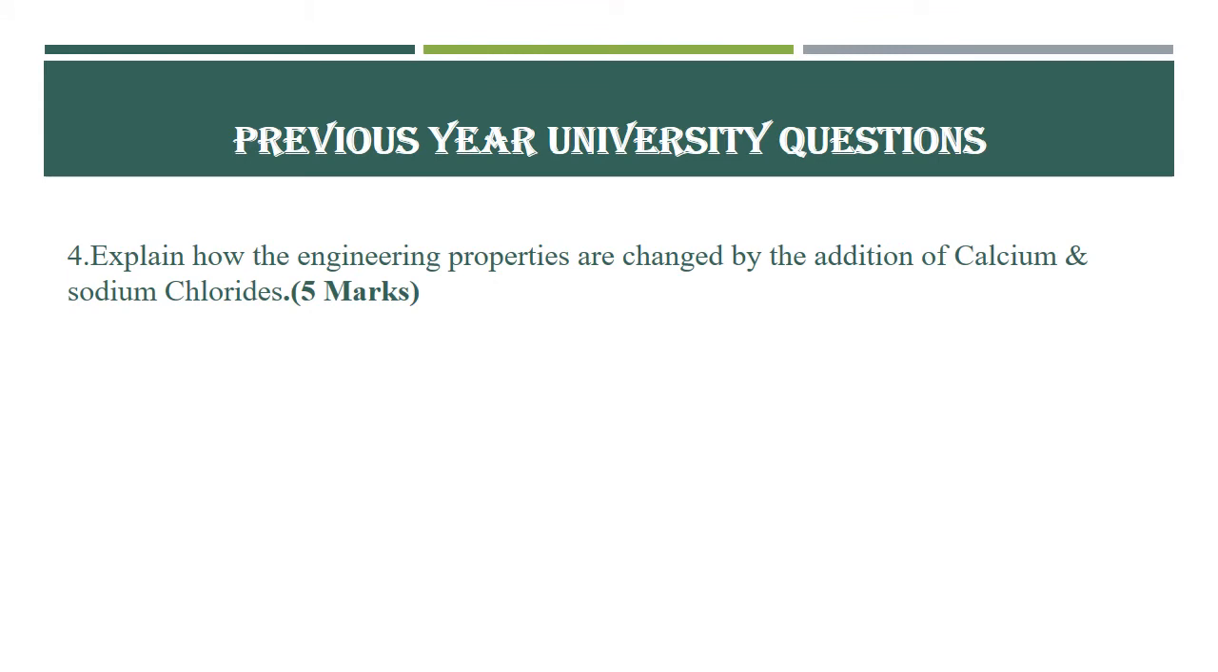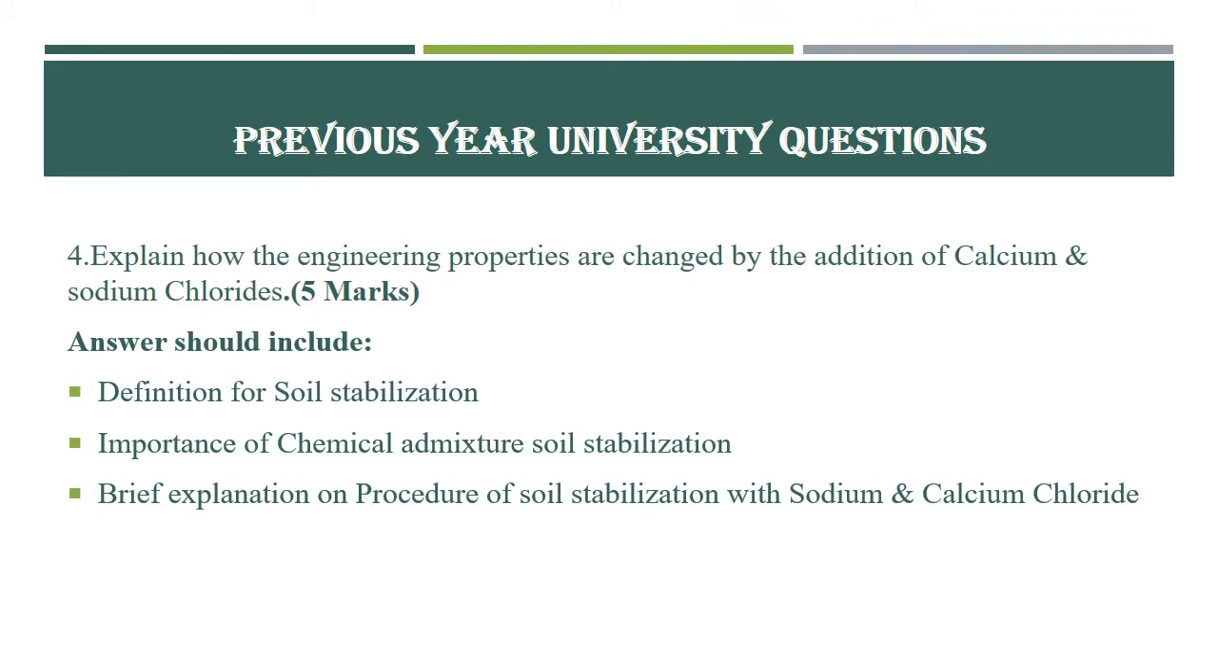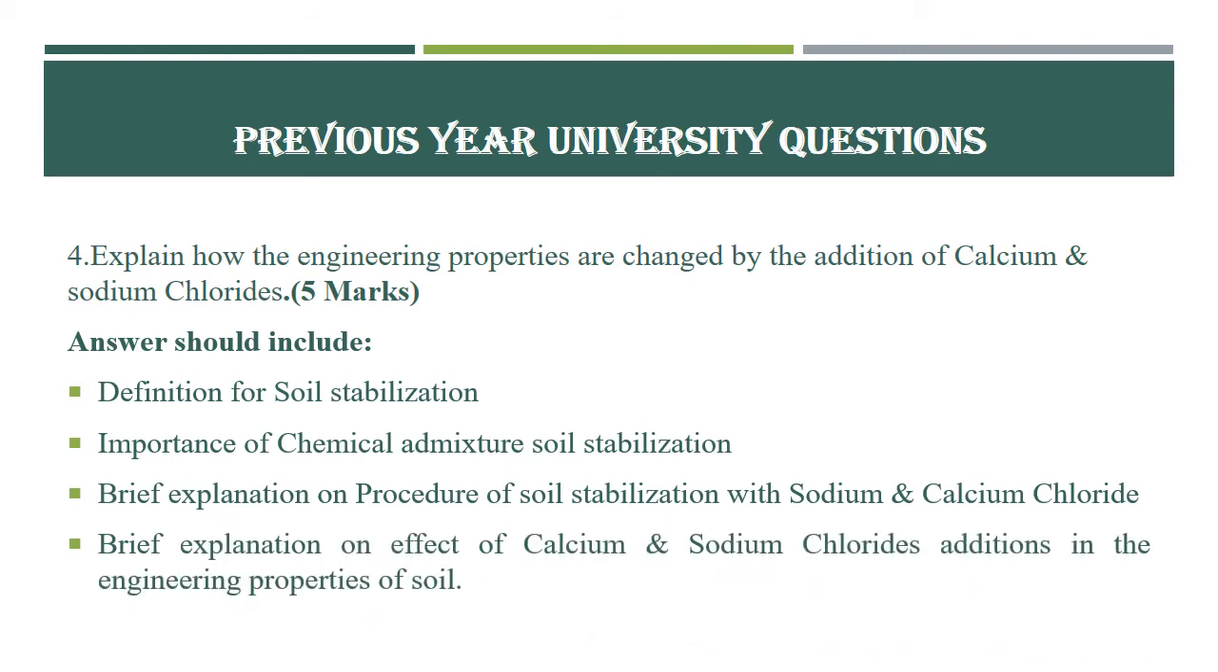The fourth question is explain how the engineering properties are changed by the addition of calcium and sodium chlorides. It is also a 5 marks question. We know that calcium and sodium chloride stabilization is a type of admixture stabilization. So your answer should include the definition for soil stabilization, the importance of chemical admixture soil stabilization, a brief explanation on the procedure of soil stabilization with sodium and calcium chloride, and a brief explanation on the effect of calcium and sodium chloride additions on the engineering properties of soil.